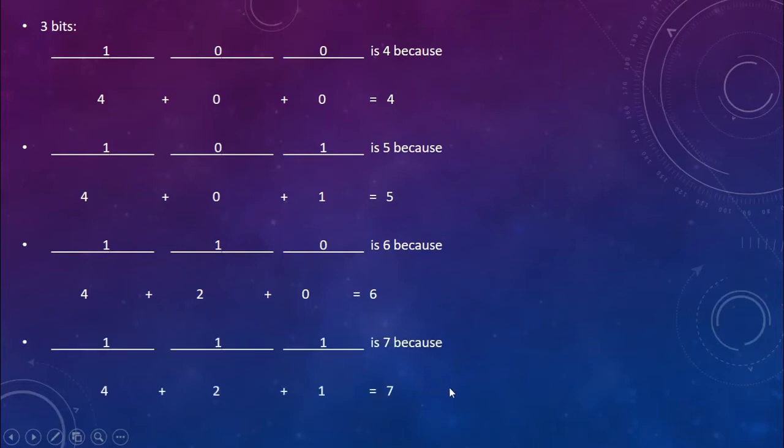And then the biggest number you can represent with 3 bits is 7, because 1, 1, 1. You've got a 1 in the 1's bit, so you got 1. You got a 1 in the 2's bit, so you got 2. You got a 1 in the 4's bit, which is 4.